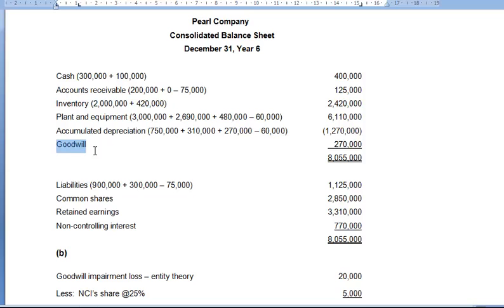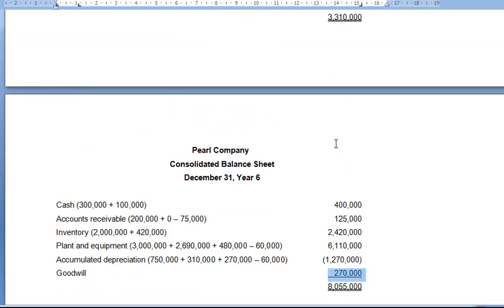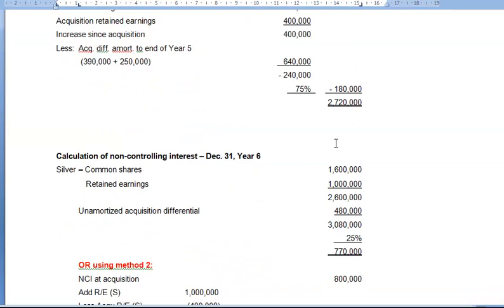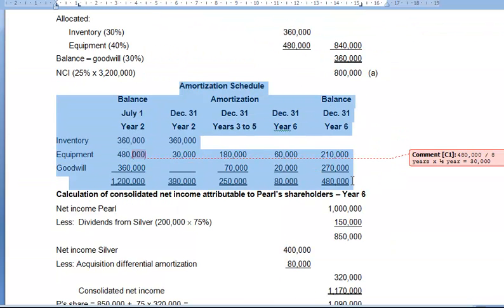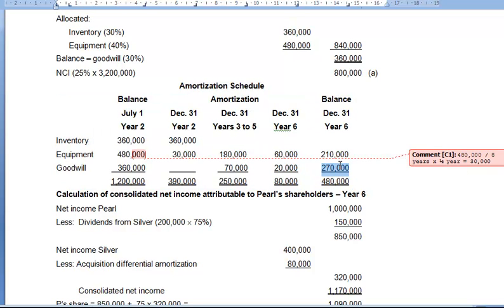I'm going to hop to goodwill, because where do we get this number? Don't forget, it should be sitting in that schedule you did a while ago, which is your amortization schedule and impairment loss schedule. And you'll see here that the balance of your goodwill after the impairment losses have been taken into account is $270,000. So you can see that this schedule is used for a whole lot of things. To calculate your cumulative acquisition differential to the end of any period, to calculate your current adjustment to net income of the sub, to calculate consolidated net income.